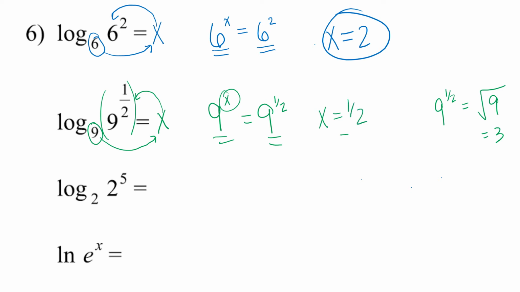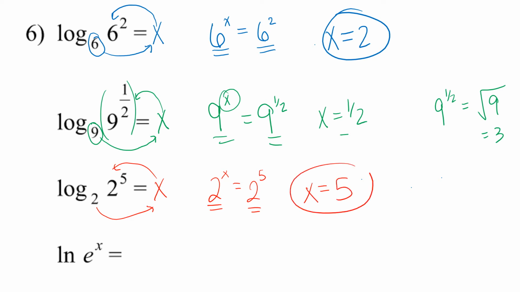How about this one? This next one, we've got log base 2 of 2 to the 5th. I'm going to put it equal to x. I'm going to rewrite it exponentially, so a little circle of life here. 2 to the x equals 2 to the 5th. Now again, you could say 2 to the 5th is 32. 2 to what power is 32? But why do that? Check it out. Same bases. Exponents are equal. Guess what x is? X equals 5.